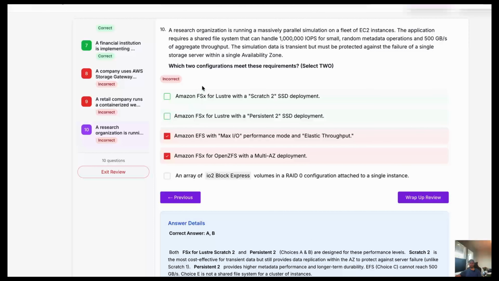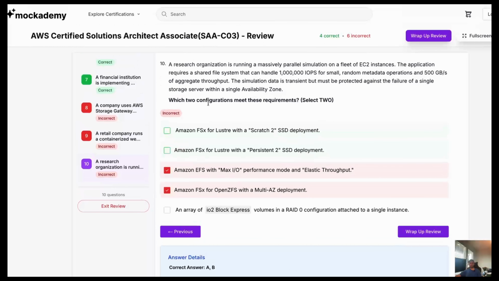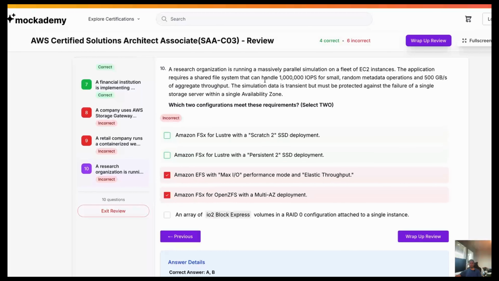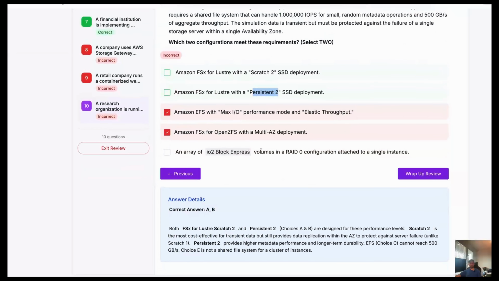Question number 10. Massively parallel simulation, which has to reach a certain amount of IOPS and has to be tolerant to single availability zone failures. So Amazon FSx for Lustre, Scratch 2 and Persistent 2 both are the right answers.